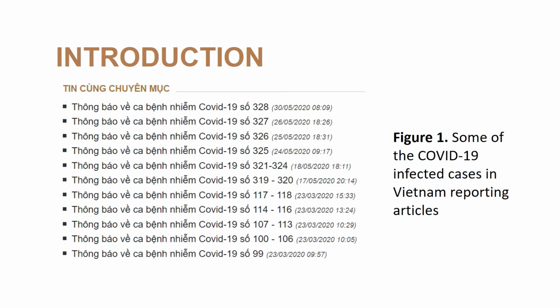Figure 1 presents an example which shows how most online newspapers report new COVID-19 infected cases in Vietnam. In the figure, the case numbers from 99 to 118 and from 319 to 328 were reported. The mentioned cases were detected from the 23rd March 2020 to the 13th May 2020 in Vietnam.